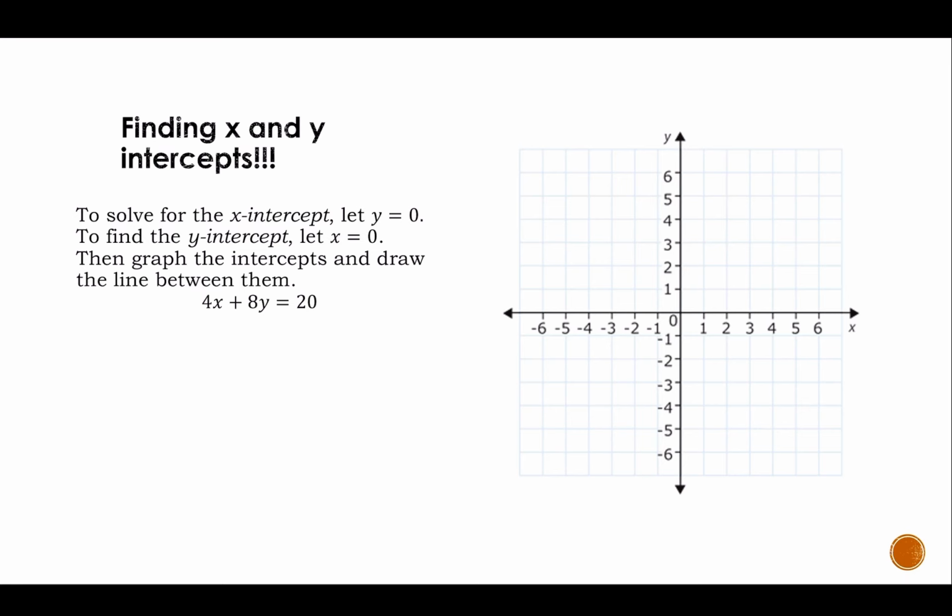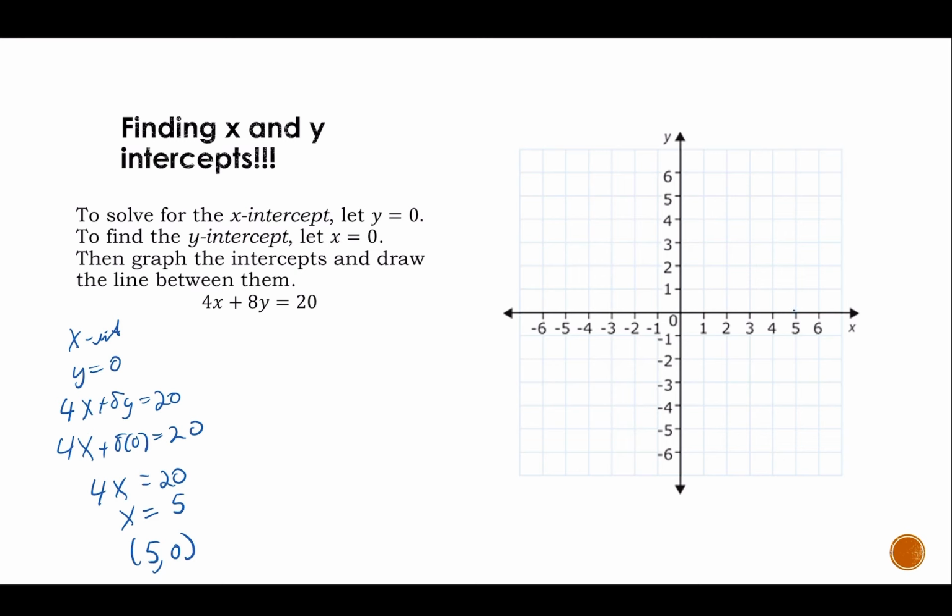Our last example is I have 4x plus 8y equals 20. So to find the x-intercept, I let y equal 0. So I have 4x plus 8y is 20. That means 4x plus 8 times 0 is 20. So 4x is 20, meaning x is 5. So when x is 5, y is 0. That is my x-intercept.